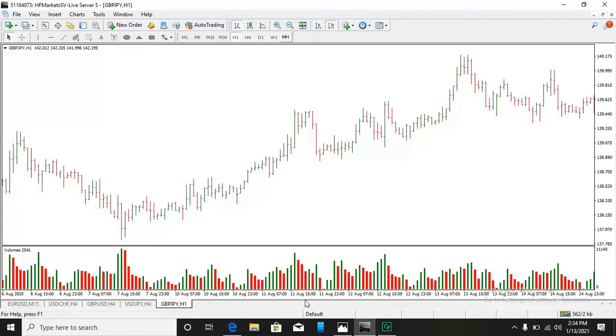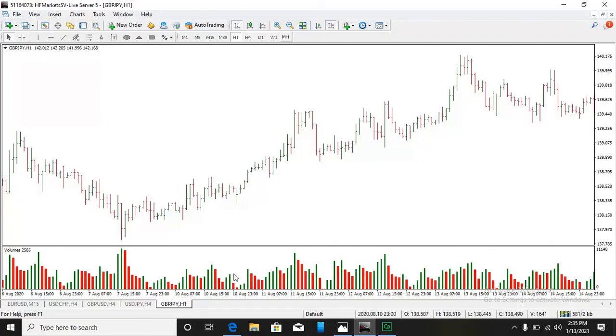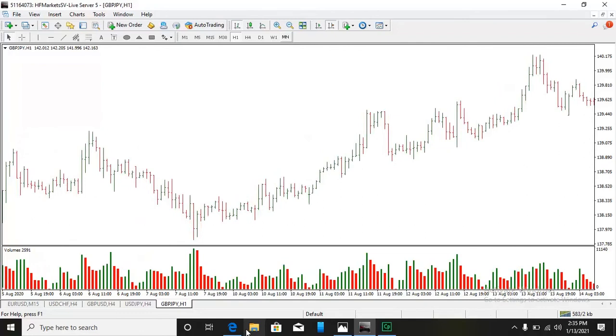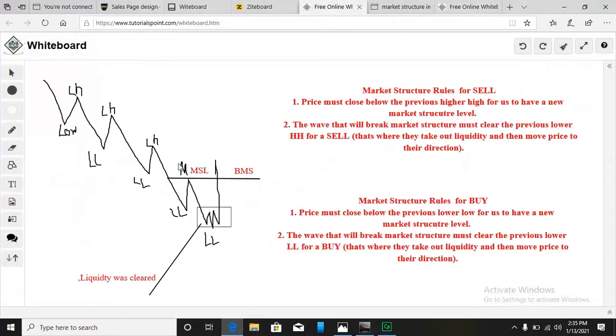Now, when price breaks market structure below the main time frame, we are going to have what we call a retracement. But when we are buying and price closes above the market structure from the bullish angle, then on the main time frame we're going to have a bullish market. So guys, I'll be showing you how market structure is traded. Now let's go into this.